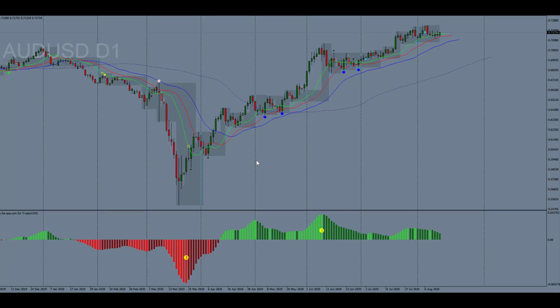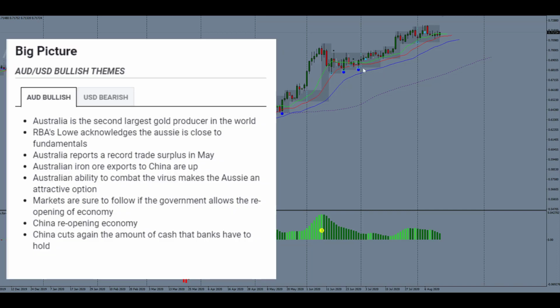First off, we will look at Australian dollar. The Australian dollar has been going up since March. It's still going up, and we had this beautiful breakout here into the fifth wave up. It's going now sideways. It's gone into the gator.